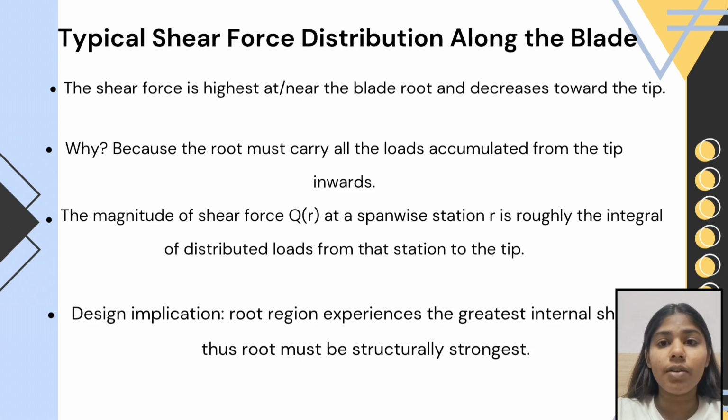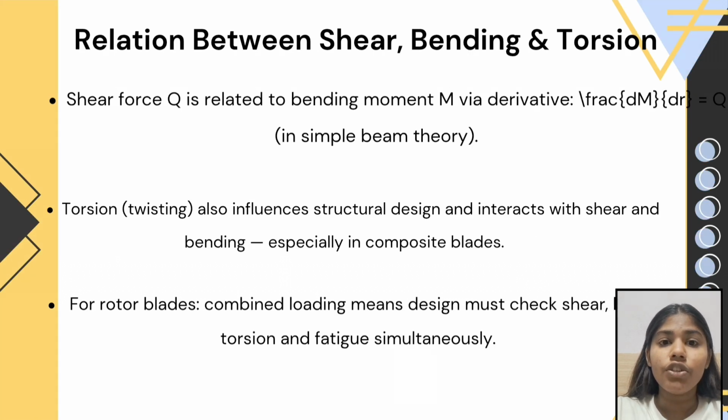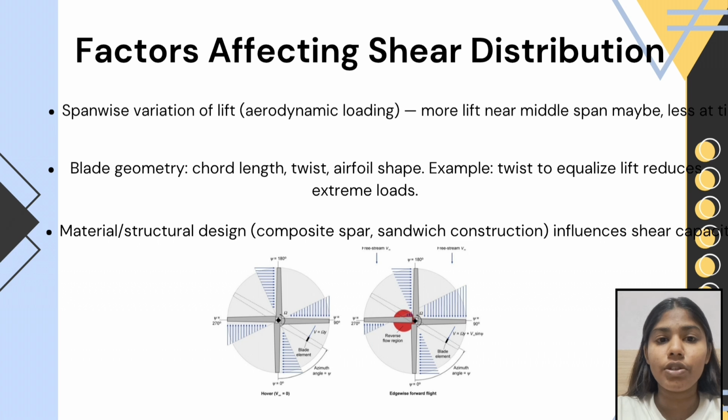Relation between shear, bending and torsion. Shear force Q is related to bending moment via a derivative in simple beam theory. Torsion, or twisting, also influences structural design and interacts with shear and bending, especially in composite blades. For rotor blades, combined loads mean the design must check shear, bending, torsion and fatigue simultaneously.